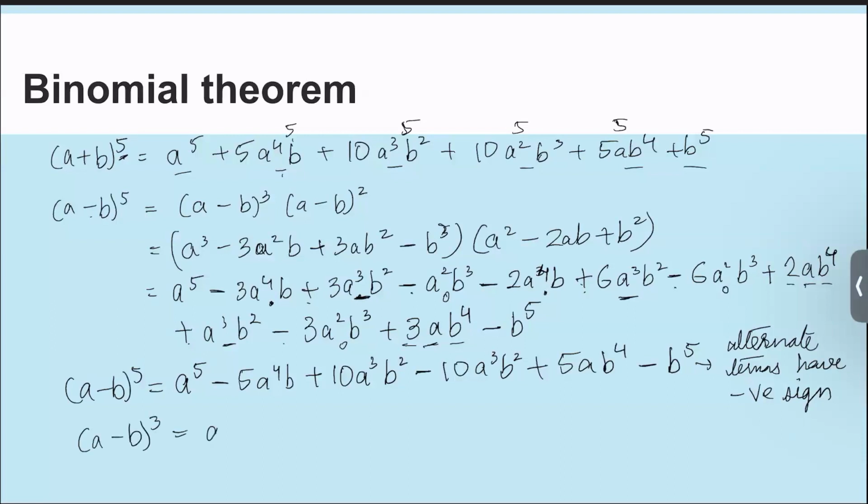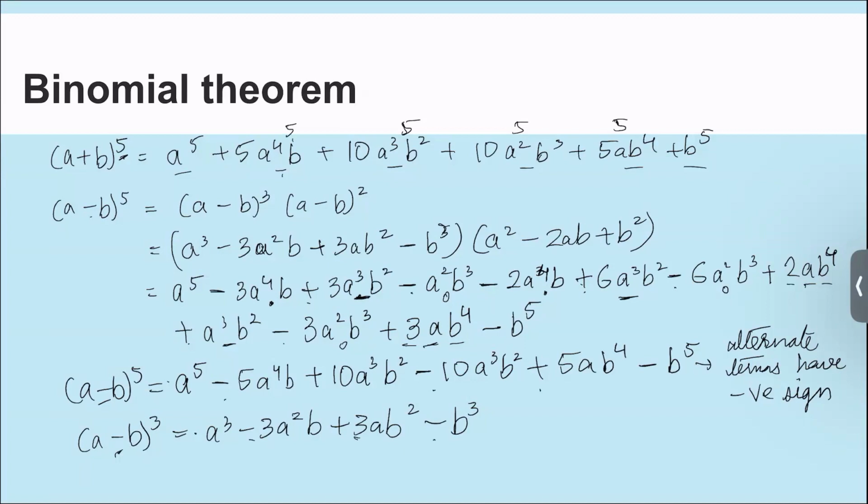Now you can compare it with a known identity that we've already seen, that is a cube minus 3 a squared b plus 3ab squared minus b cube. So whenever you have a negative sign in such identities, when you have to expand them, every alternate term will have the opposite sign from the one before it. So you have plus, minus, plus, minus, plus, minus. And similarly over here you can see plus, minus, plus, minus. So again you can see that a pattern is followed even in signs.